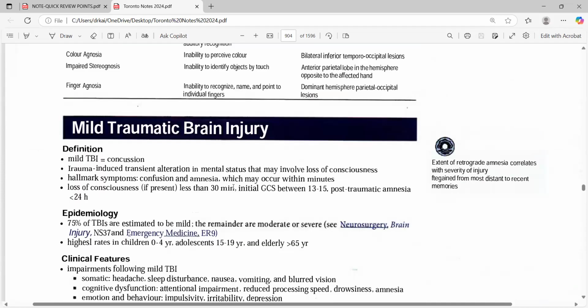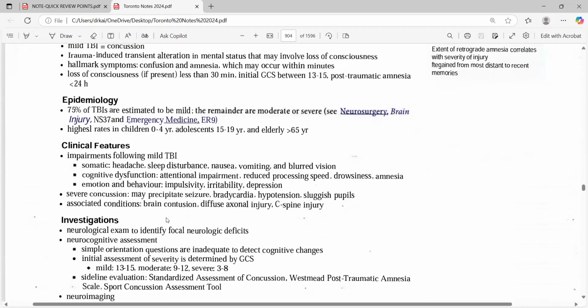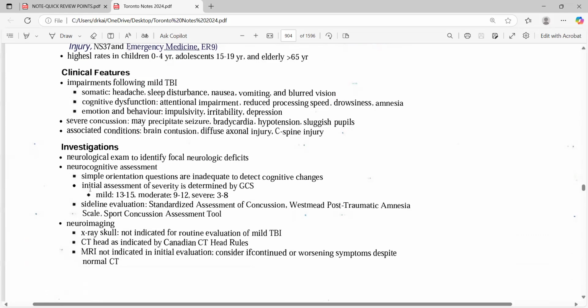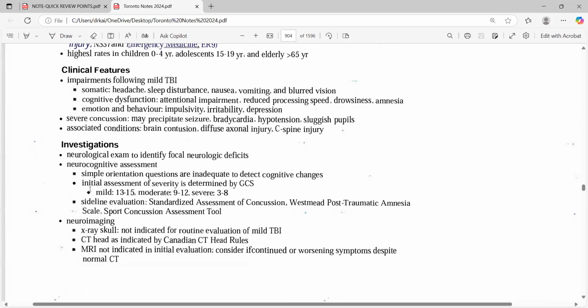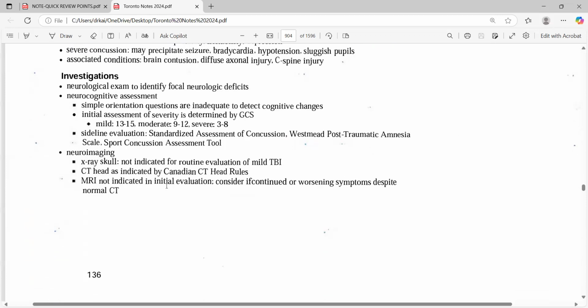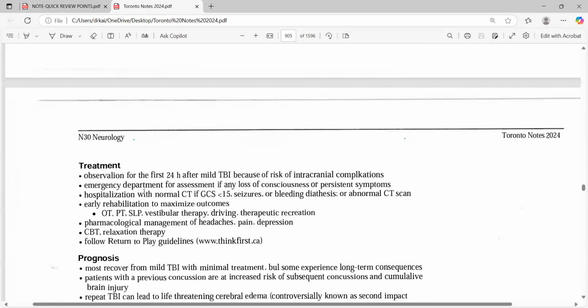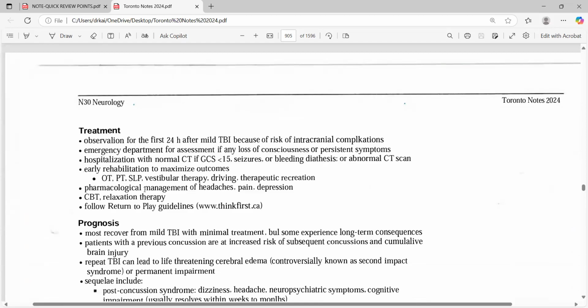Then comes the mild traumatic brain injury. In this one, you need to know the clinical impairment is basically somatic, cognitive, and emotional. So later on, depression can come. The patient had an accident or any head injury, and later on can present with depression. Investigations include a neurological examination, cognitive testing, simply checking the GCS scale, doing an X-ray, and then a CT scan. The main thing is treatment and prognosis.